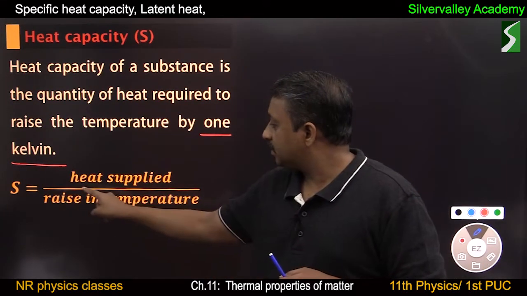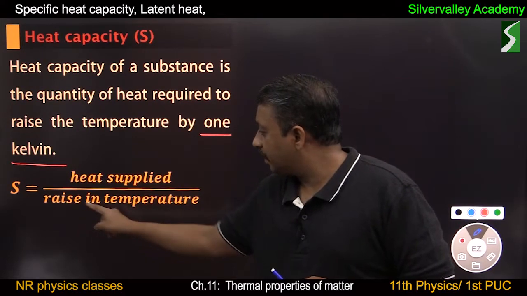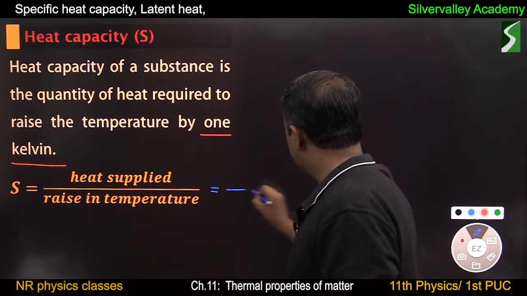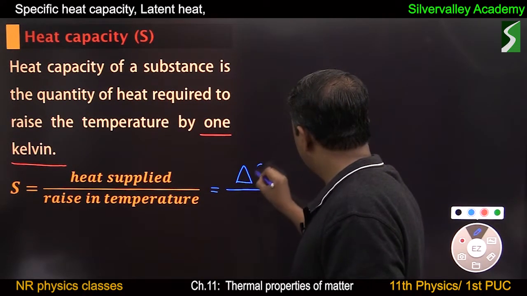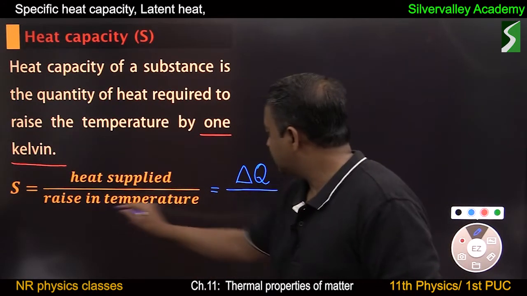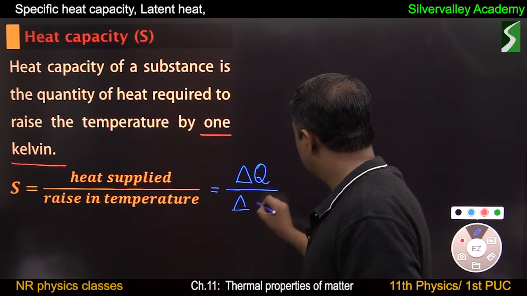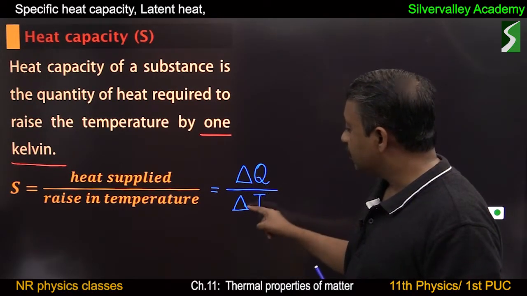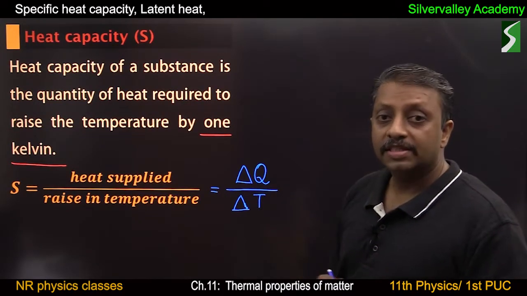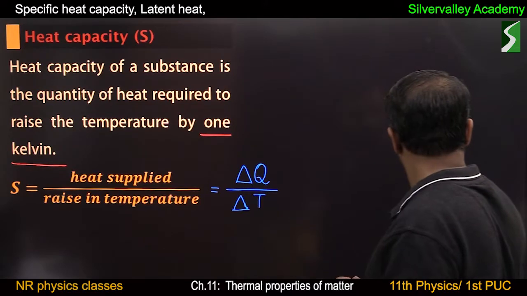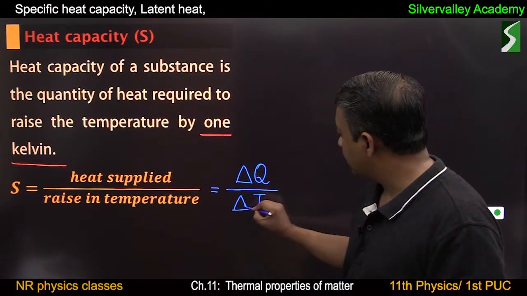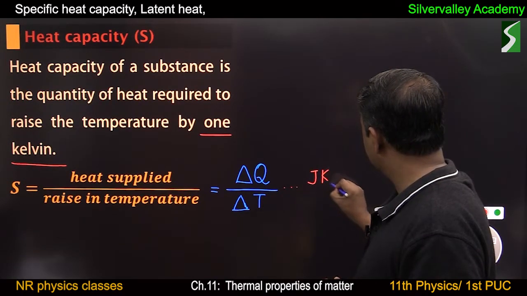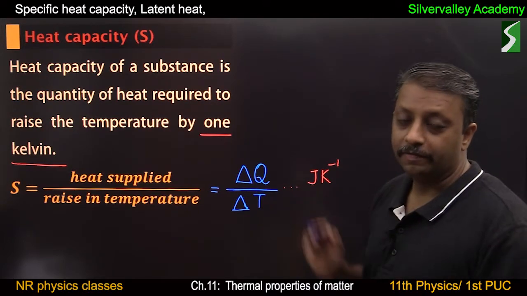Now, heat capacity is heat supplied divided by rise in temperature. Let us denote heat supplied by delta Q. Delta Q is the heat supplied. Rise in temperature is delta capital T. Heat supplied to change in temperature. Can you guess the SI unit of heat capacity? Numerator is joule, denominator is Kelvin, isn't it? So it is joule per Kelvin.